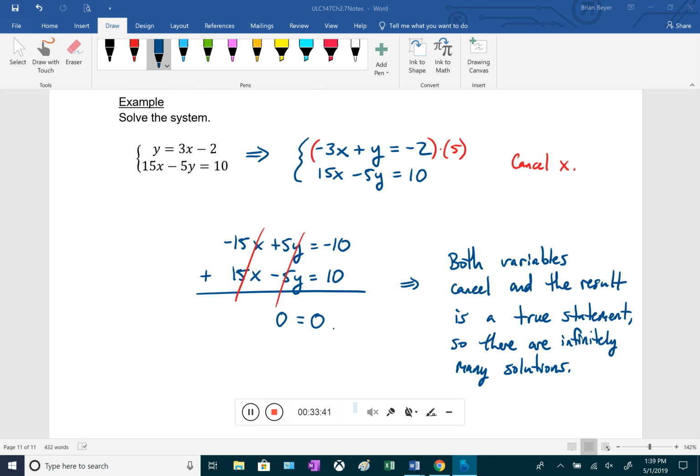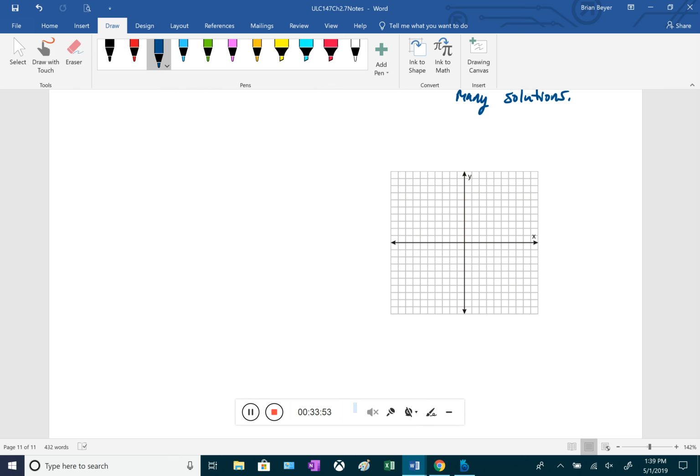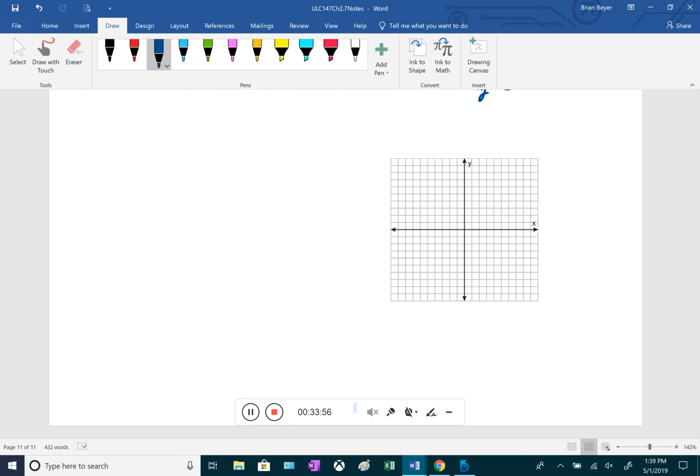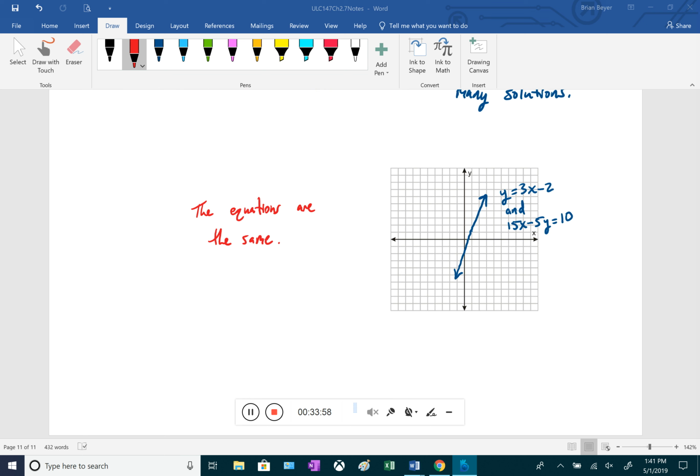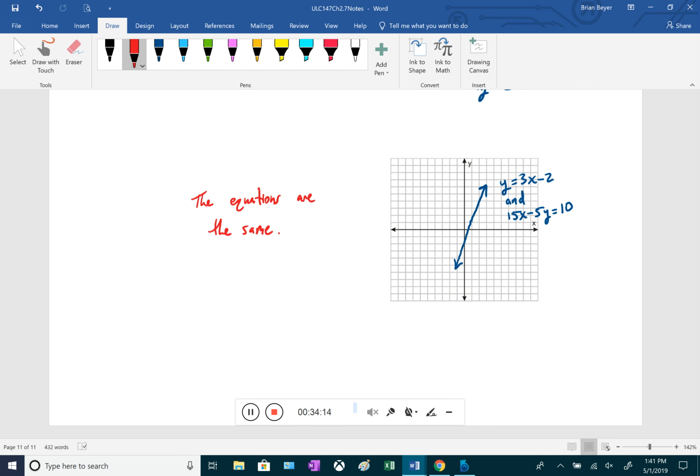If we solved both of these equations for y and got them in y equals mx plus b form, they would be the same exact thing, so there are infinitely many solutions. Graphically, if we graphed them, it would look like that, where they are just directly on top of each other. So obviously there's an infinite amount of solutions. No matter where we are on that line, it's going to be a solution to both of the equations because they are the same. Okay, so that is it for 2.7.